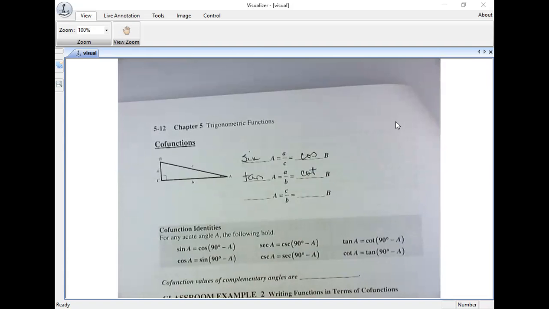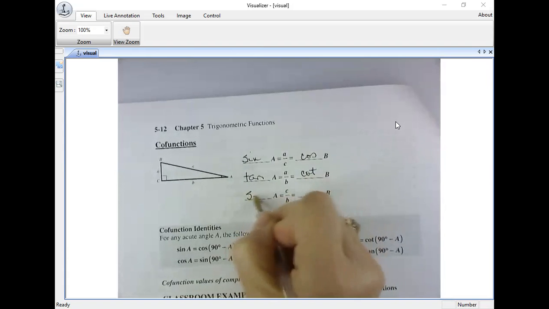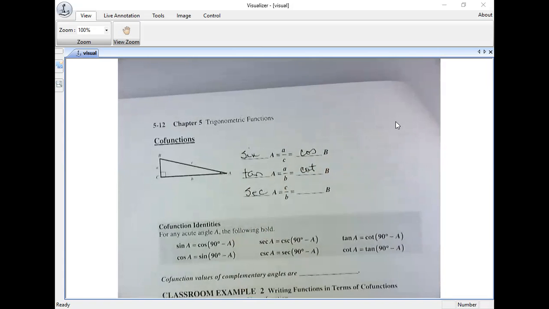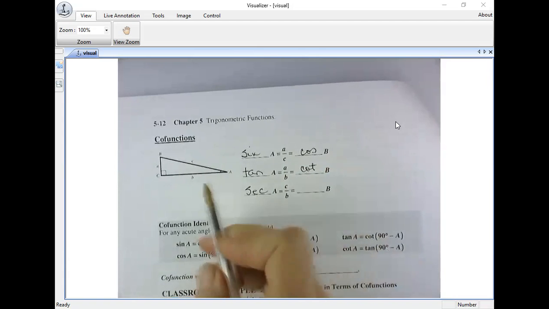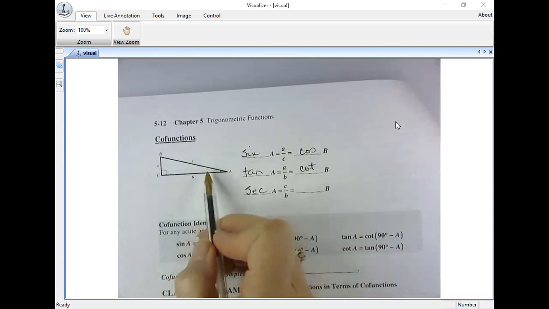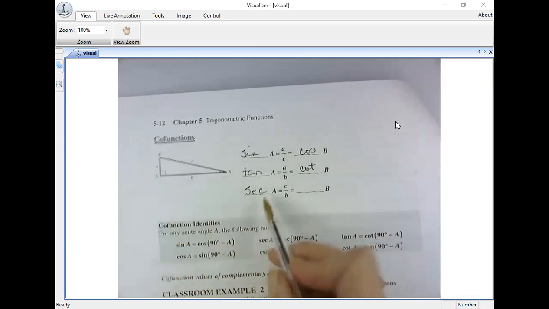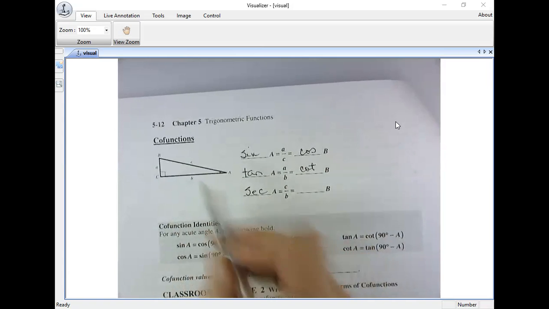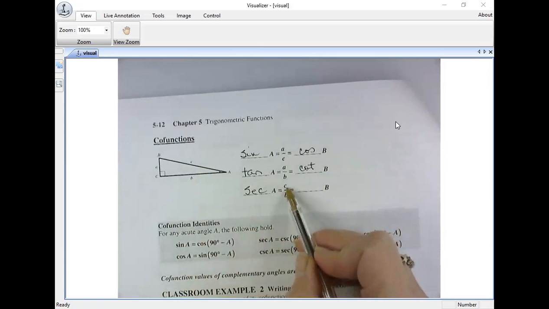All right, third one, secant. Notice these are the ones that don't start with co, all right? And so the secant of angle A would have to be the same as what of angle B, because secant is what over what? Hypotenuse over, yeah, because the secant was the reciprocal of cosine. So it's hypotenuse over adjacent, which is C over B.